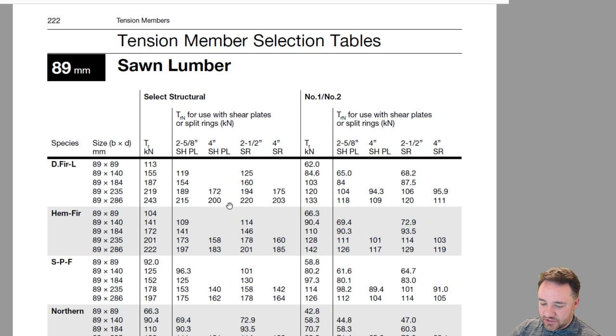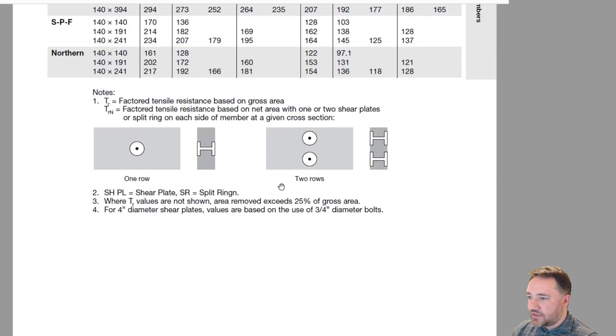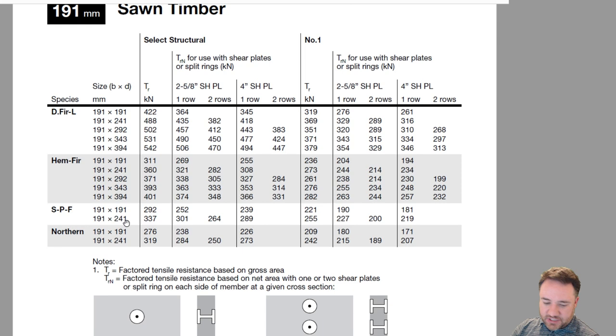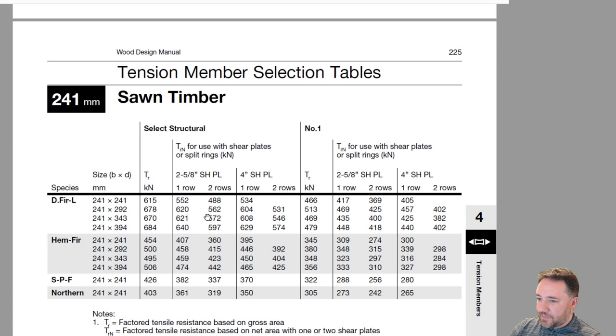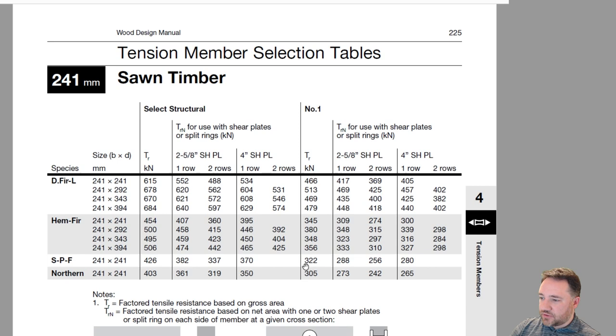So here we have SPF number one. We're still only at a maximum, the biggest one is 126. So we have to keep scrolling. This one is getting kind of close. I could potentially use this one, 191 by 241. And here I have 241 by 241, so that's a 322. Since this is a tension member, I'm going to use a square member. That's kind of an arbitrary choice in this case.